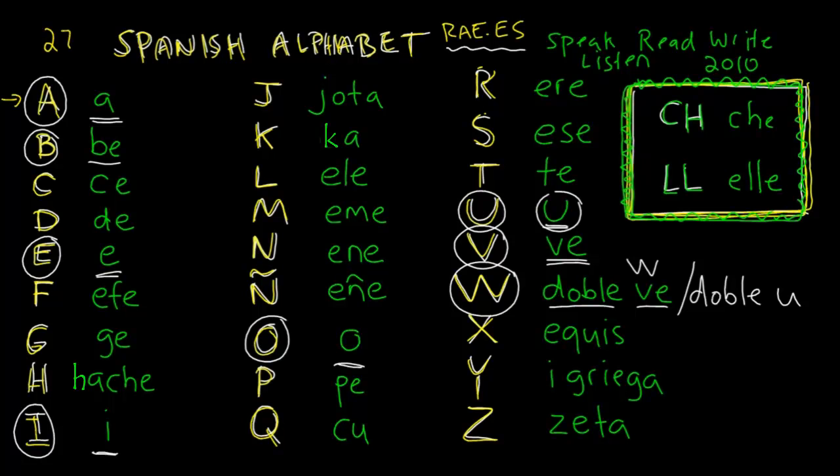So the CH in Spanish is che. Okay, you could say ce, hache. You could say them individually, but like I said, it's common to hear che. And the double L, we say elle. Okay, so you could say ele and ele. That's acceptable, but you could also say elle.